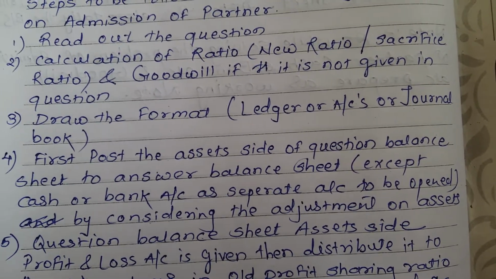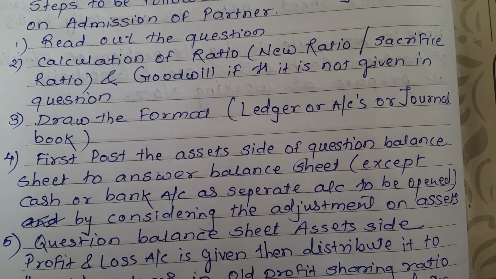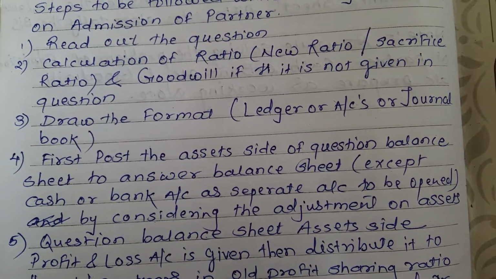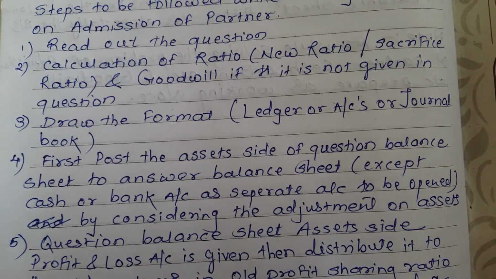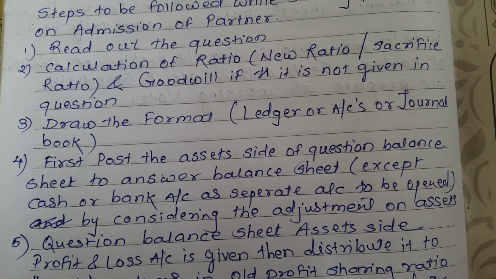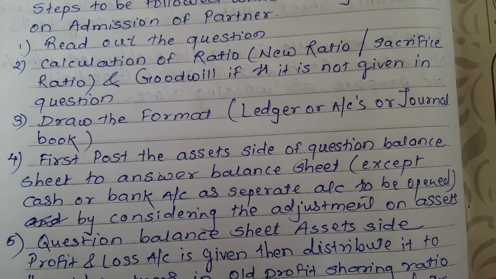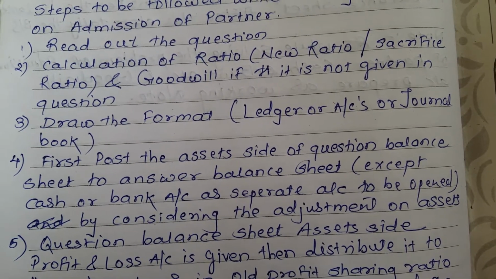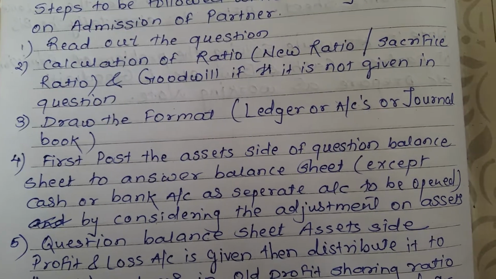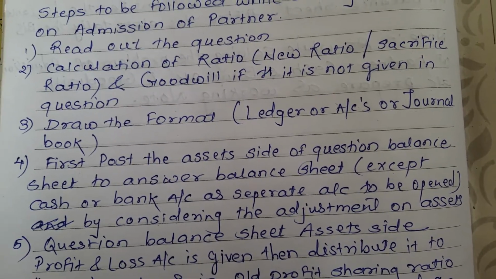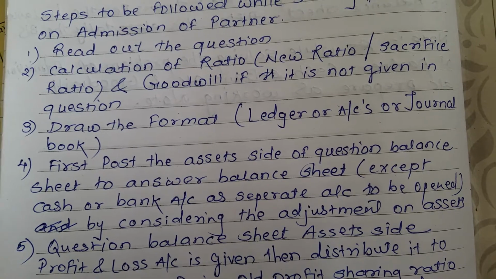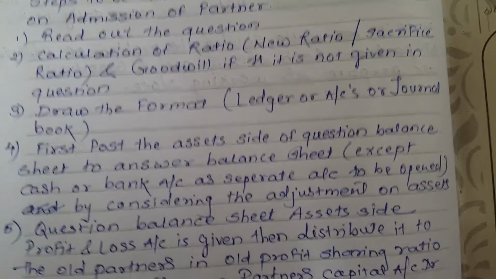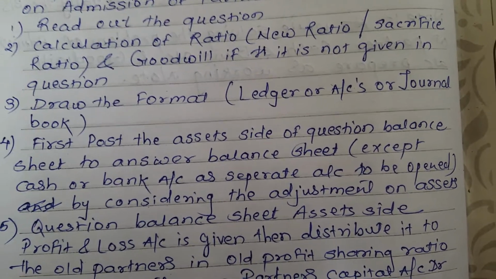Then the third step, draw the format. It means, suppose in the question they are telling us to prepare the revaluation account, profit and loss adjustment account, partner's capital account and a new balance sheet after joining of a new partner, or they can ask us to pass the necessary journal entries in the books of the new firm. So depending upon the question, we have to draw the format.